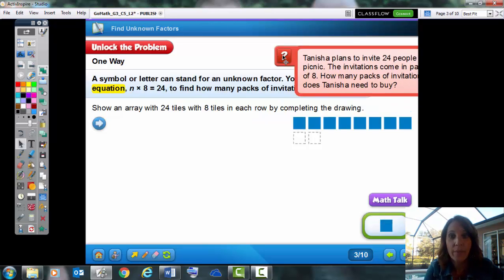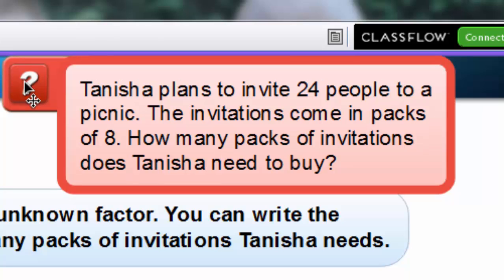First, let's look at the problem. Tanisha plans to invite 24 people to a picnic. The invitations come in packs of 8. How many packs of invitations does Tanisha need to buy?